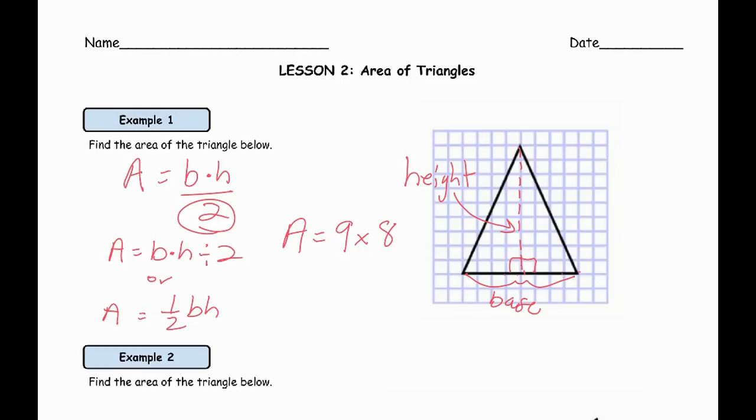Now we must remember that we have to divide by 2 because we're cutting our area in half, since the triangle is half of a four-sided figure. So let's look at this, and we're going to do 9 times 8 is 72, which we divide by 2. Our area is 36 units squared.